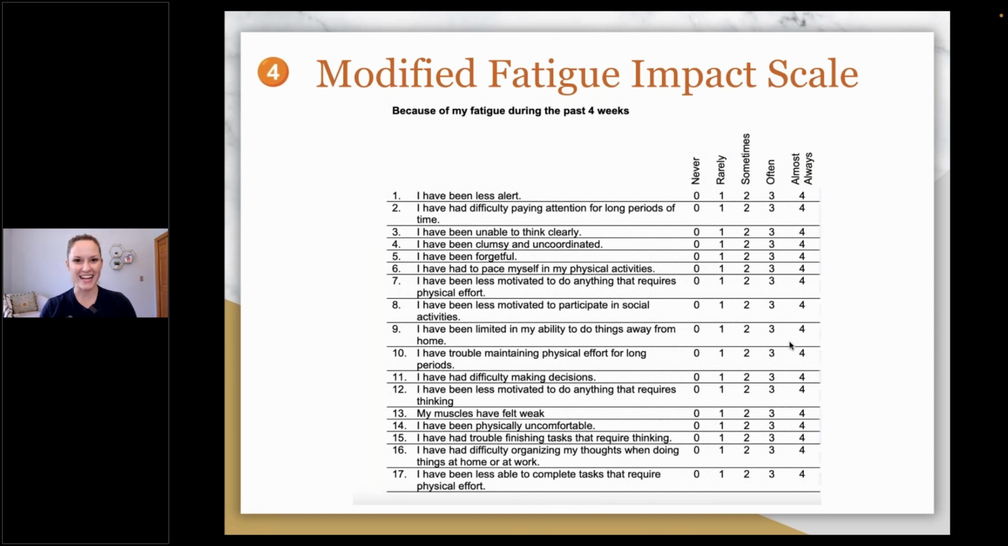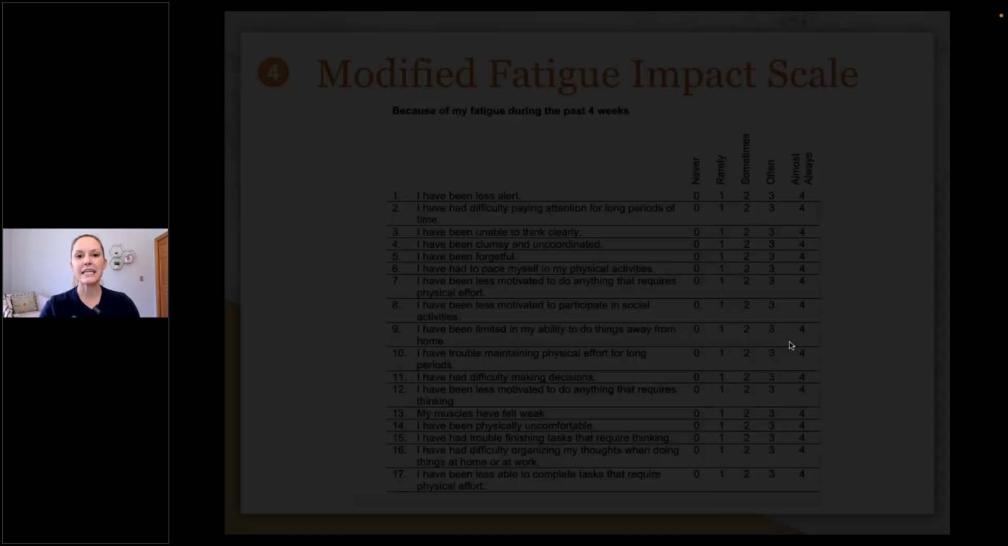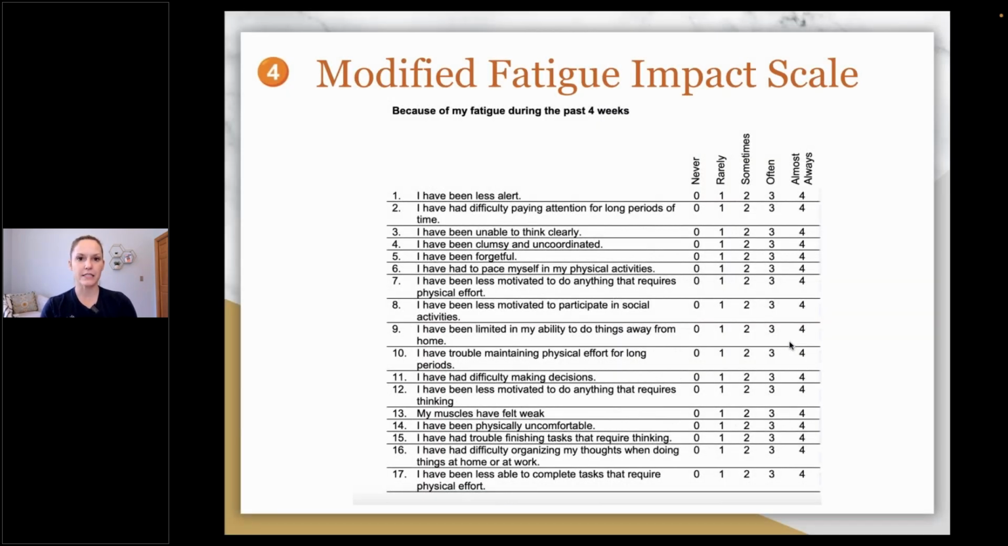So the MFIS, the Modified Fatigue Impact Scale. This is a series of 20 questions. And the 20 questions ask about lots of different types of fatigue, ranging from physical fatigue, mental fatigue, and social fatigue. And the way that you answer the questions is you consider how your fatigue has been within the last 4 weeks. And then you rate various statements on a level of 0, meaning never, up to 4, which is almost always. So an example might be, I have been unable to think clearly.